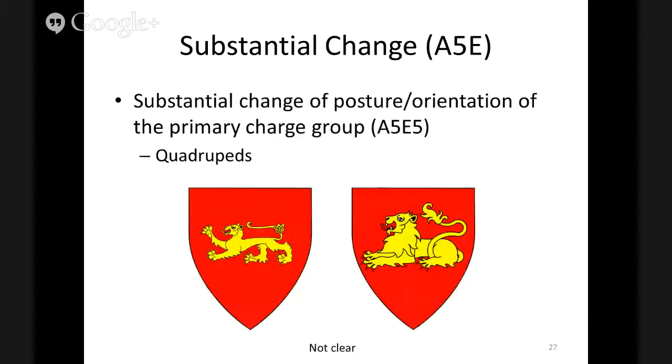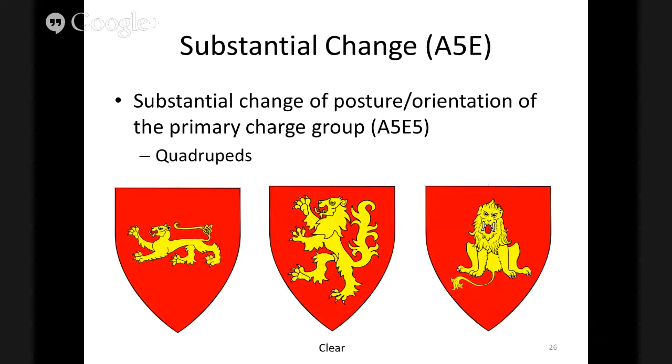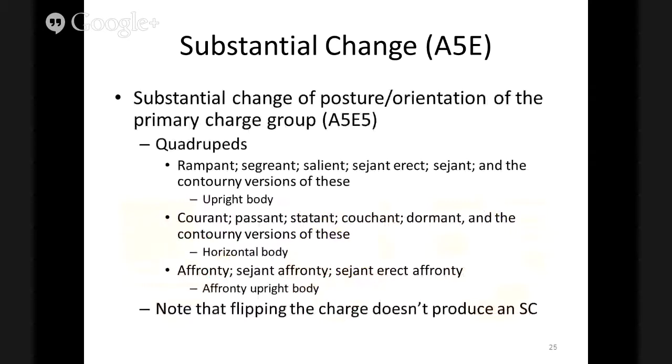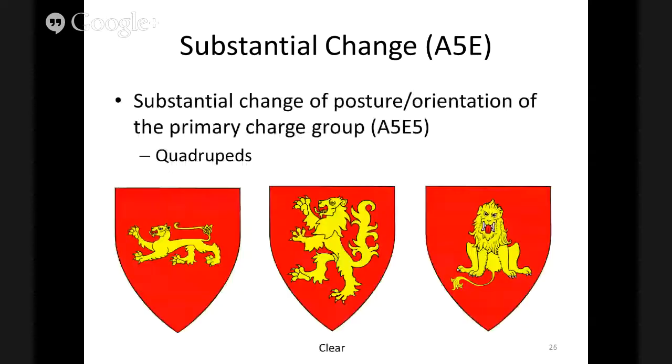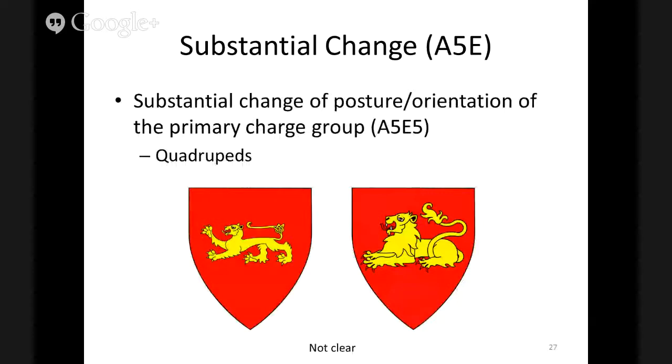How about these two? What are the postures? Passant and couchant. Are they in the same category or in different categories? No, they're both basically horizontal body, right? So there's no substantial change here.